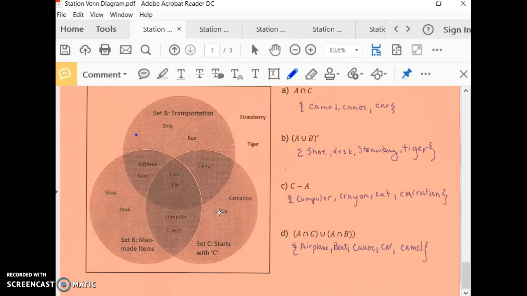And then A union C, which is this. A intersect C, which I have, which are these ones. And then I have A intersection B, which is this. And then the union has to be all of those. So I'm going to get airplane, boat, canoe, car, and camel.